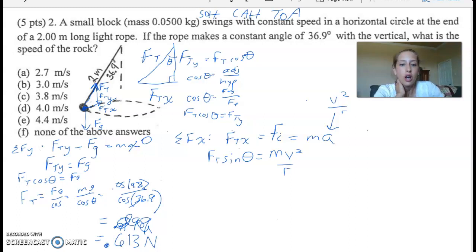So we're looking for v, so let's rearrange this. r times Ft sine theta divided by m equals v squared, but we want v, so we take the square root of that. That's what equals v. Okay, we are almost ready. We know Ft equals that number, sine of theta, we have the theta, mass they gave us, we don't have the r. And it's going to be tempting to say the radius is 2. No, it's not. Let's draw a little triangle.